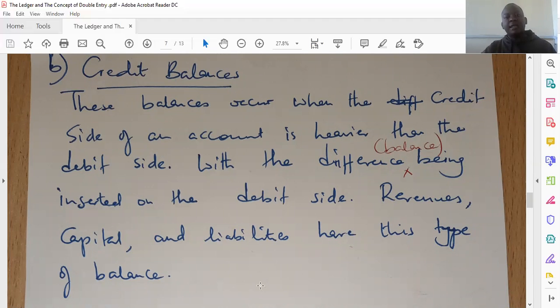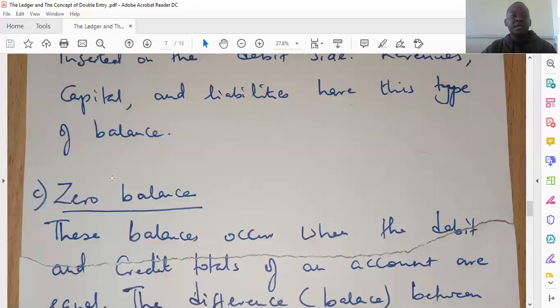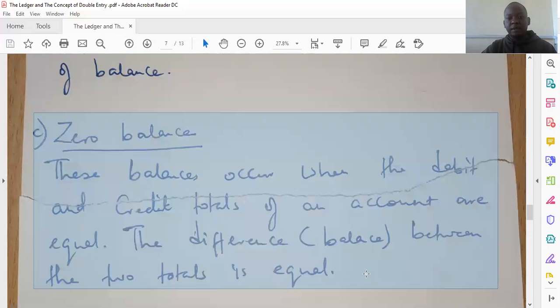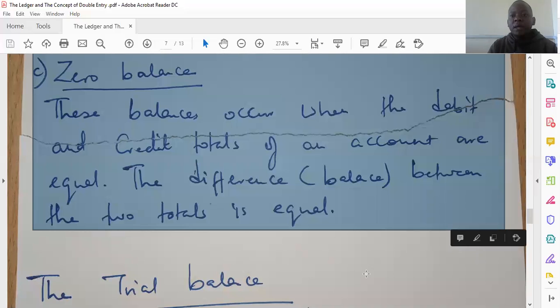And then the other type of balance is the zero balance. Zero balances occur when the debit and the credit totals of an account are equal, and the difference between the two is zero. The difference is not equal, but zero.